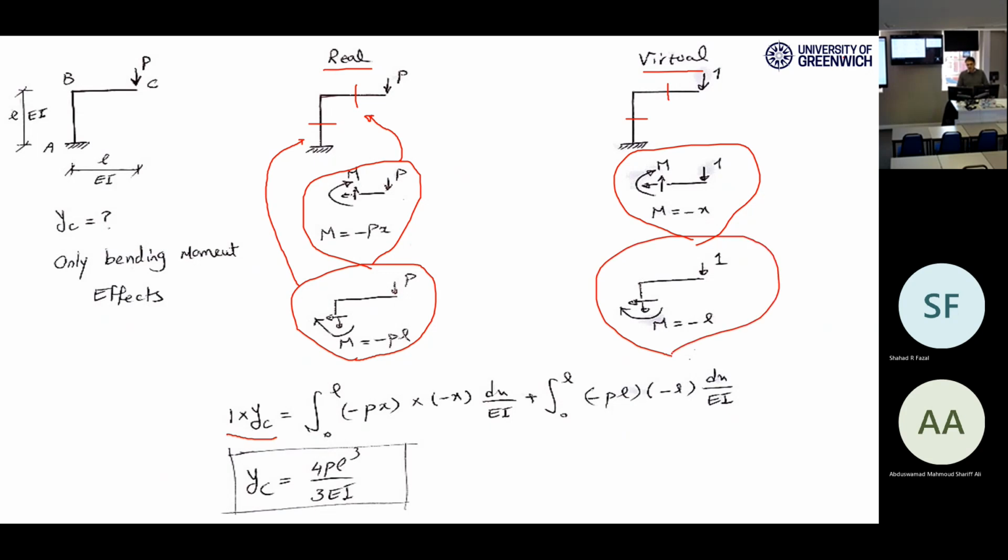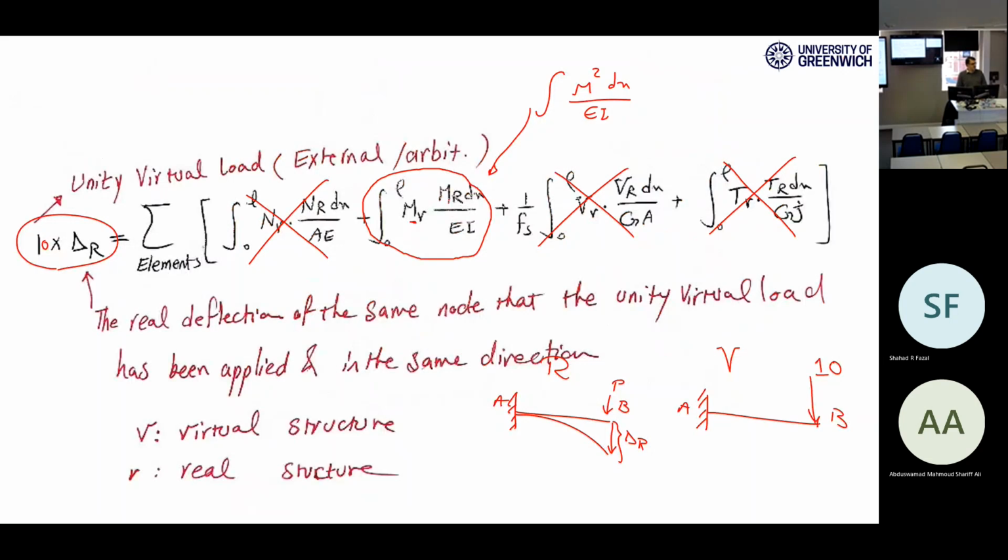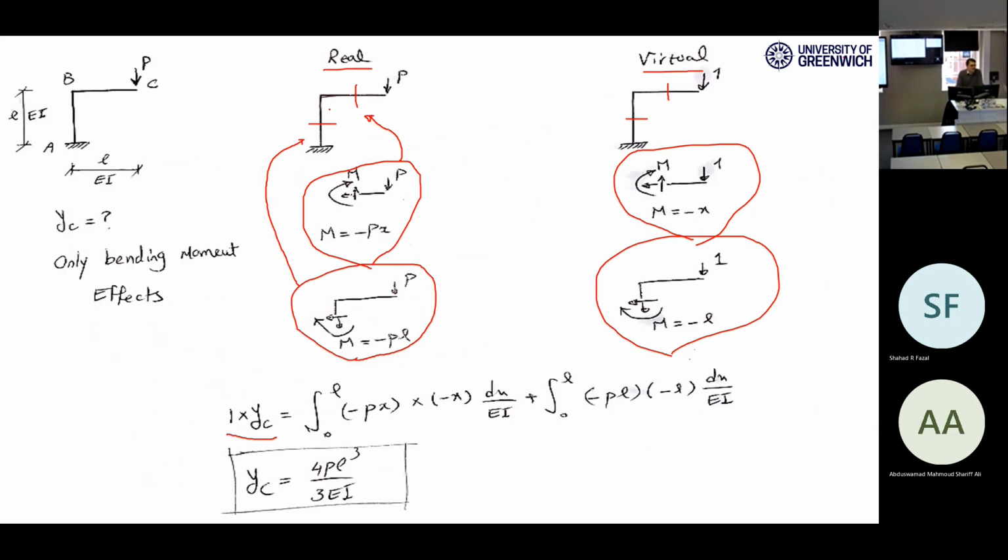I just made 2 sections, and I made the same 2 sections in the virtual structure. Keep in mind, whatever sections you do in your real system, you should do the same in the virtual structure, because they are going to sit beside each other in the same integration. They should be at the same x value. So whatever I do in the real structure, I do the same in the virtual. When I come up with the integration, the summation covers the whole structure, which means 2 sections should be covered, one for the beam, one for the column.